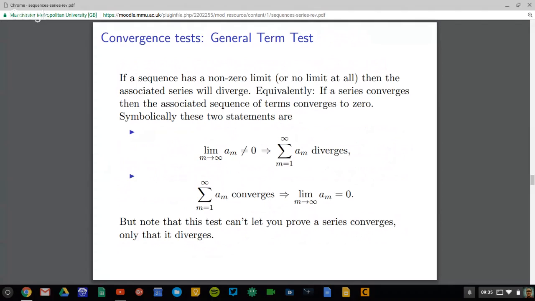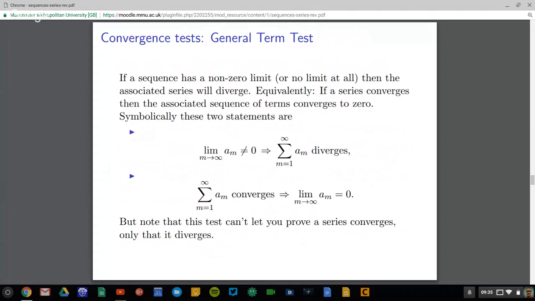Because if it isn't the case that the series terms are converging to zero, every so often you're going to get a significant series term arising. To look at this result from the other direction, if we know that the series converges, then we definitely know that the series terms are converging to zero.